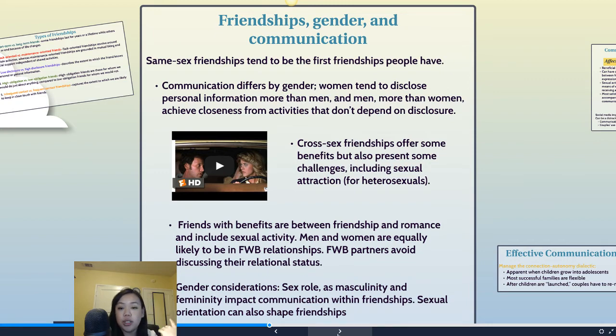And so we're going to break down a couple of the key bullet points that I pulled from our textbook that I want you to focus on. Of course, the section in the textbook is a lot larger than this one, but this is really what I want you to look at. So let's look at same-sex friendships.